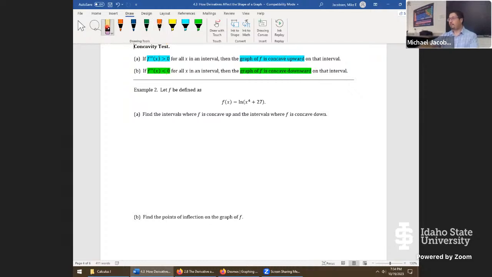Well, let's give this a try. We have a brand new function. It's the natural log of x to the fourth plus 27. We want to know where this function is concave up, and we want to know where it's concave down. Then we'll find the points of inflection. So this is synonymous with increasing, decreasing. Inflection point is synonymous with local minimum, local maximum when we did that problem.